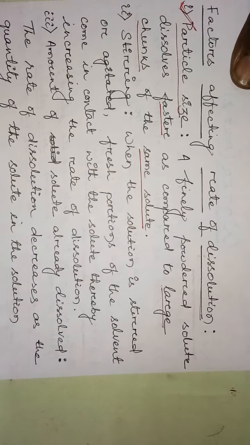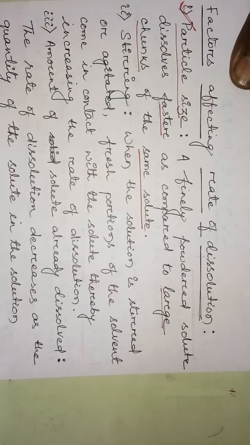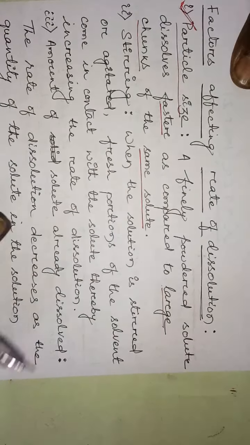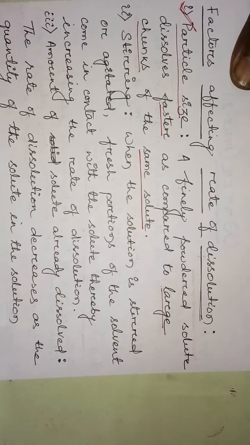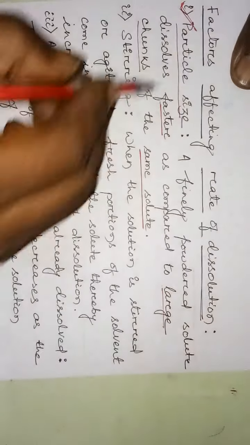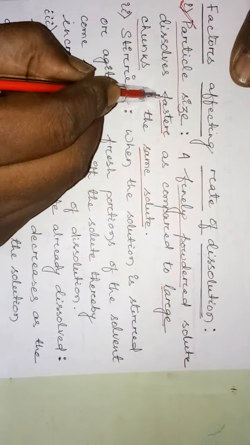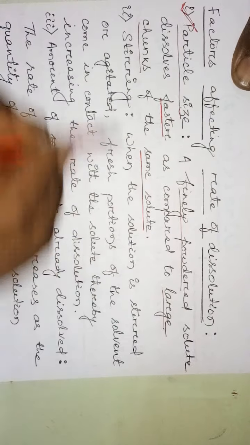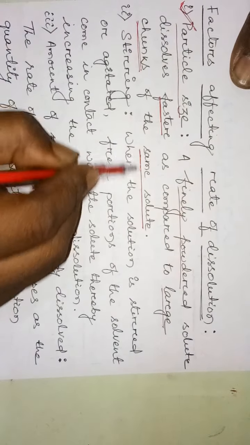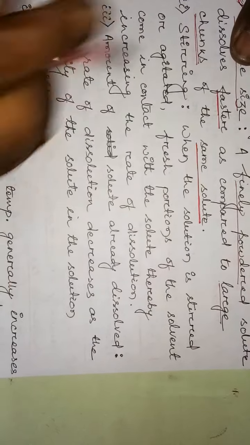Suppose you are taking big cubes of sugar and you grind them, so the powdered sugar will quickly dissolve as compared to the sugar cubes. Okay, understood? So a finely powdered solute dissolves faster as compared to large chunks of the same solute. Understood? Then stirring. Stirring means what?